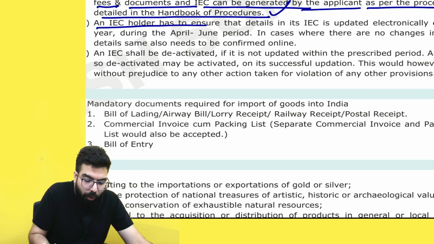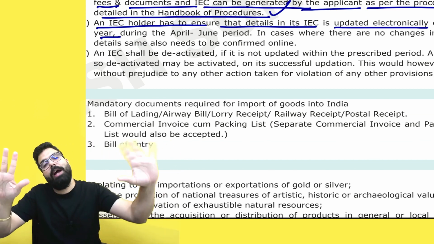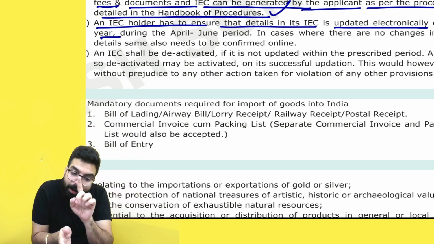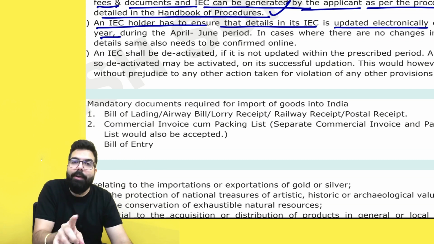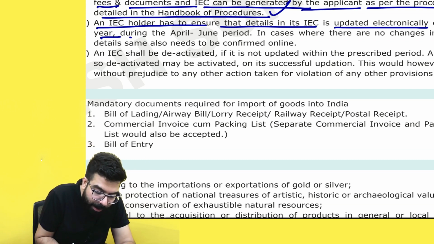Okay, sir. An IEC holder is to ensure that the details in its IEC are updated electronically every year. Sir, once I took the IEC, is it lifetime valid? Yes, lifetime valid, but after 1 year gets over, every year you have to go online and, if any details are to be updated, you have to update. They are telling that this is to be done during April to June.